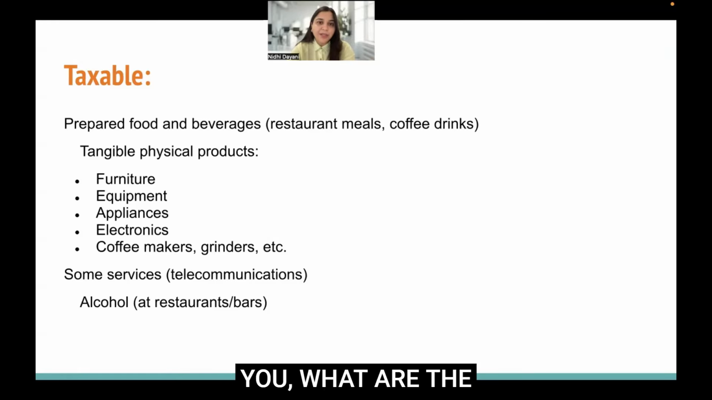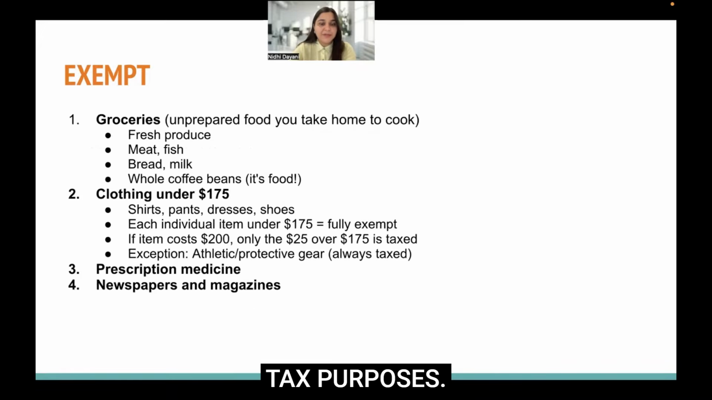Now, let me tell you what are the kind of things that are taxable in Massachusetts and what are not. So, if you look at prepared food and beverages, right? Restaurant meals, coffee, drinks, all of this is taxable. Physical products also, furniture, equipment, appliance, all of these are taxable. Services also, just a few services, not all. Telecommunications, for example, alcohol, all of these are taxable for sales tax purposes.